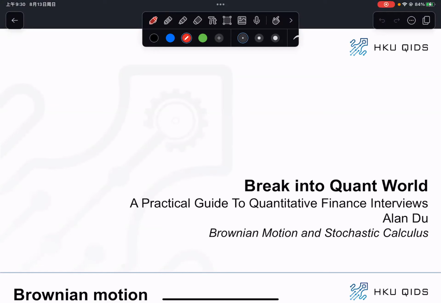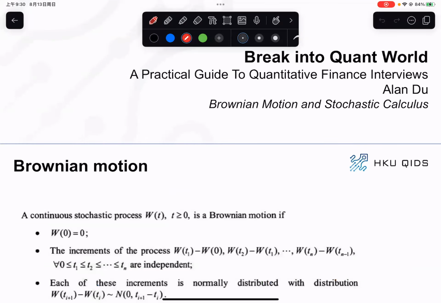Brownian motion is a quite classic way to describe the movements of a particle in the physics world. We want to introduce it here because it is the foundation of the whole of stochastic calculus, and also where we can start from to derive the Black-Scholes-Merton model.